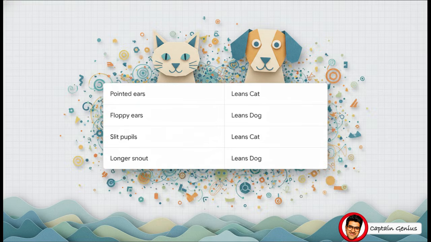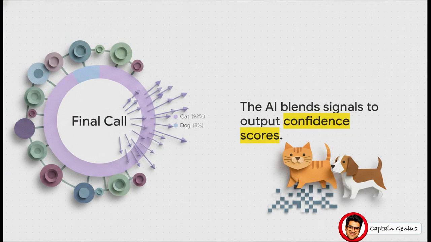Once it's fully trained and rewired, the AI is ready to make its final call. Now, when it looks at an image, it identifies various photo clues with incredible precision. Pointed triangular ears, that suggests a cat. Long floppy ears leans dog. Slit-shaped pupils mean cat, a longer snout means dog. But it's so important to remember that the AI isn't sitting there ticking off a checklist like a human would. Instead, it mathematically blends all of these individual signals, thousands and thousands of them, across every single neuron in its final layer.